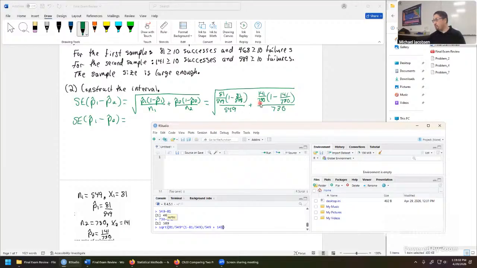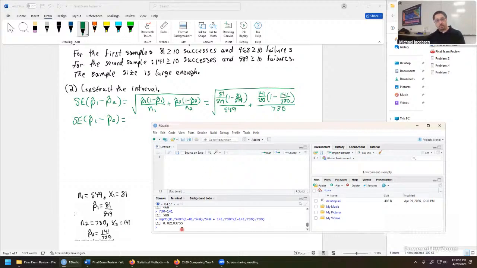Do it again, 141 over 549 times 1 minus 141. Hang on, that's a mistake. That's over 730. That's right where the red dot was. Can't believe I missed that. Times 1 minus 141 over 730. Divide by 730. And there's our standard error.